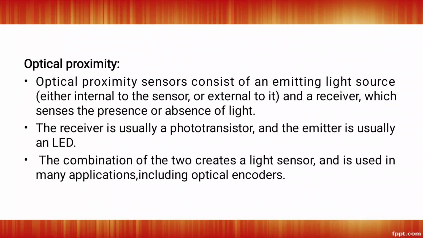In an optical sensor, light is used as the medium. An optical sensor consists of an emitting light source and a receiver which senses the presence or absence of light. By the presence or absence of the light, we can detect the object.